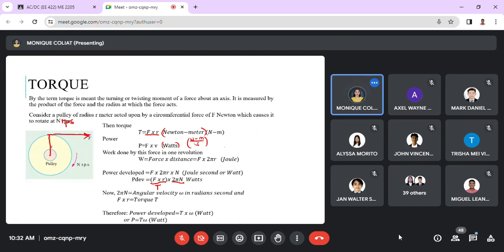So that means to get the power developed, or P dev, we have torque times angular velocity. So, power developed is T times angular velocity. So, take note of those formulas, okay?